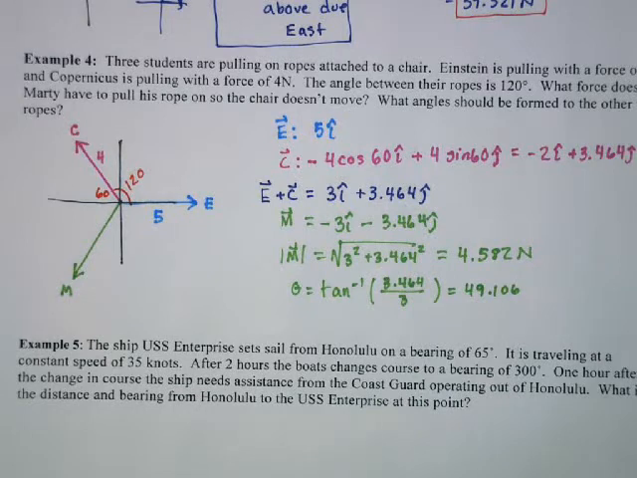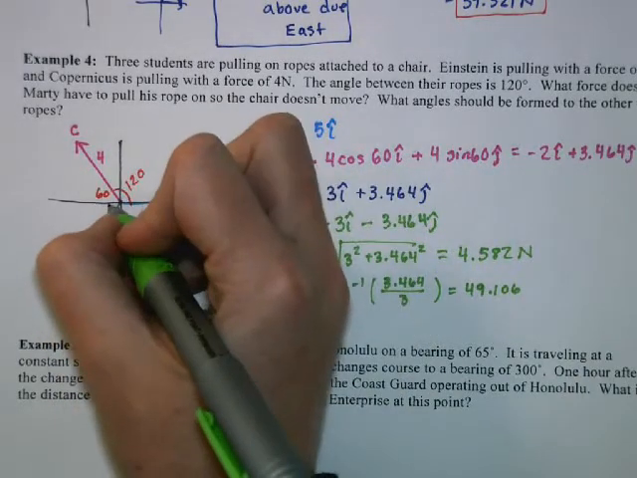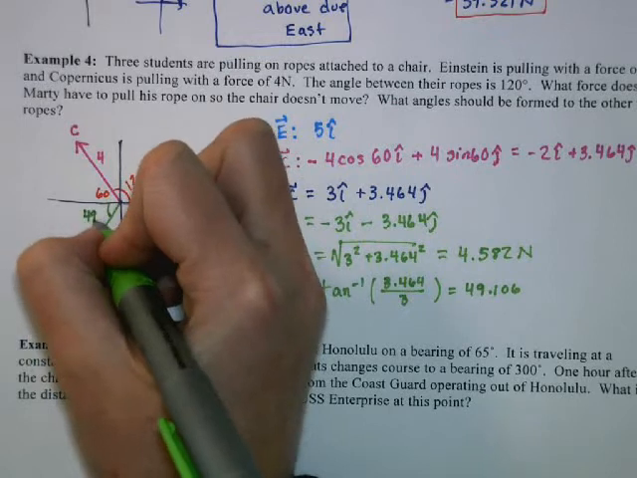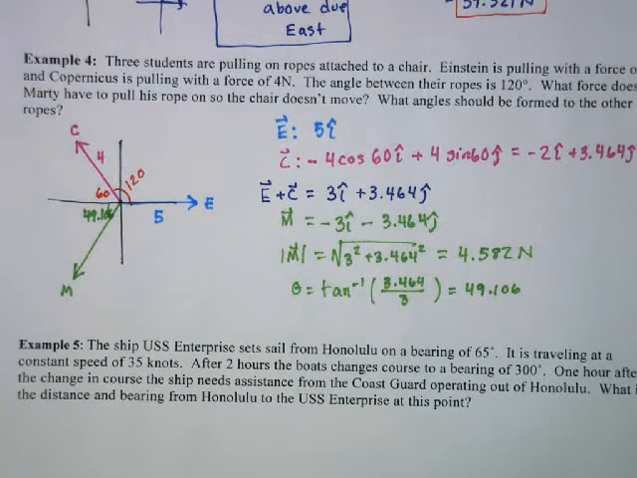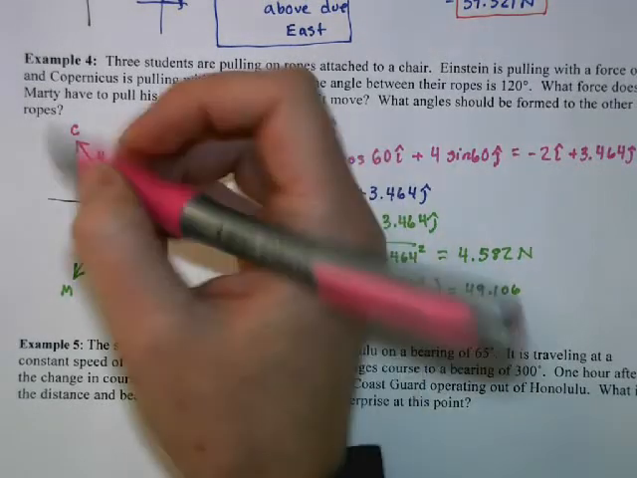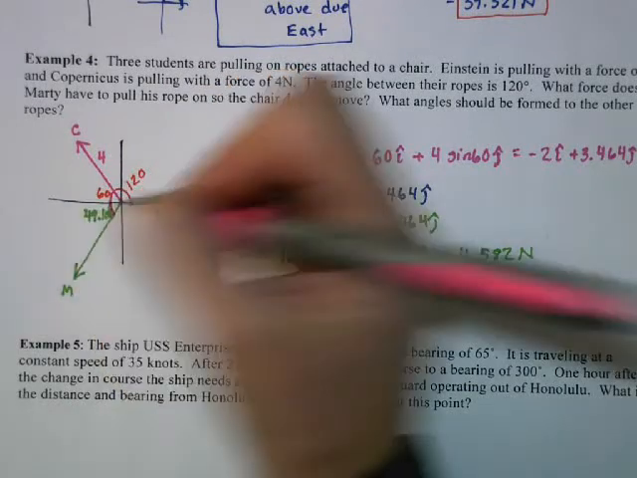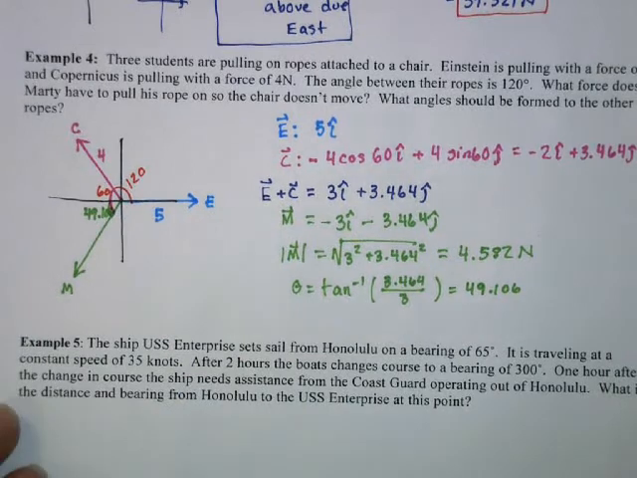We're trying to get the angle to each of the ropes. The 49.109 is the reference angle. That's this angle here. So what do I need to do to get to the other two ropes? Well, let's start with Copernicus. If I want this angle here, I'm going to add the 49 plus the 60.